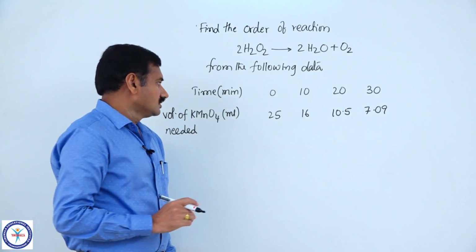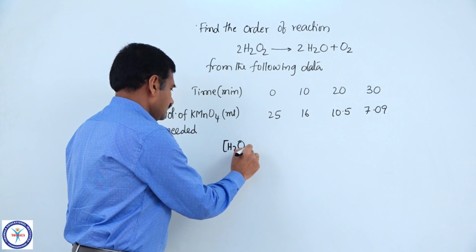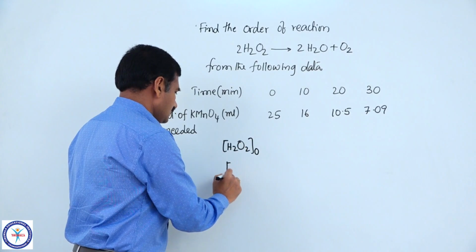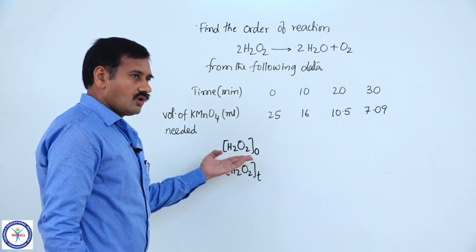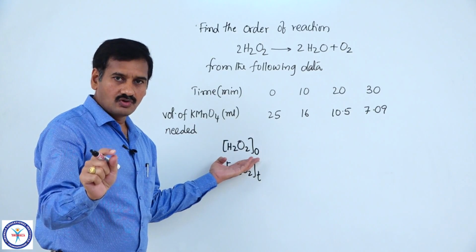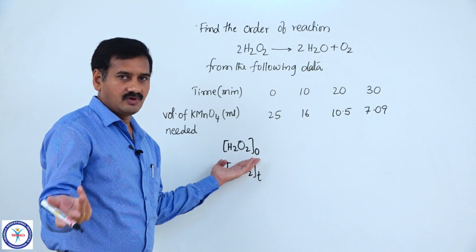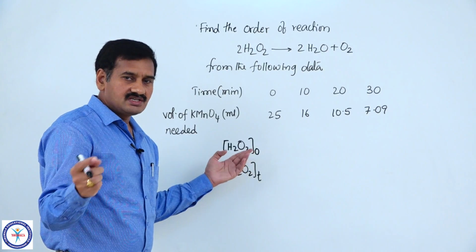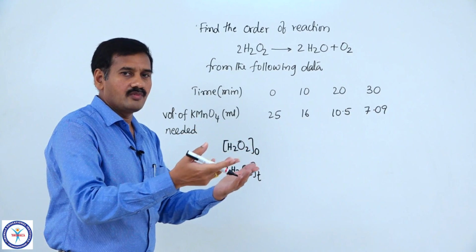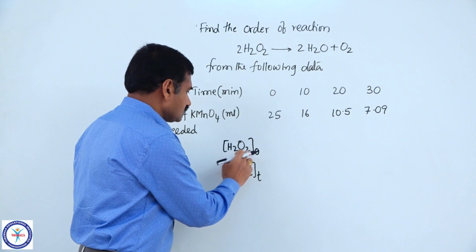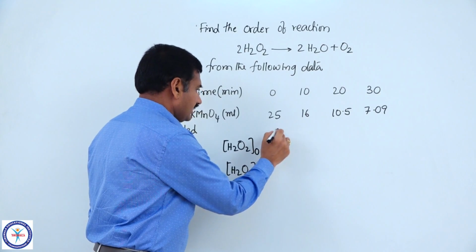Now, we have to get the initial concentration of hydrogen peroxide H2O2 at time t equal to 0, and H2O2 at different times is required. No doubt, at the beginning more H2O2 is present in the conical flask, so definitely the volume of KMnO4 required is maximum. So if the initial concentration of hydrogen peroxide is high, the maximum volume of KMnO4 is required. So the initial concentration of H2O2 is directly proportional to the initial volume of KMnO4 required, let it be V naught.